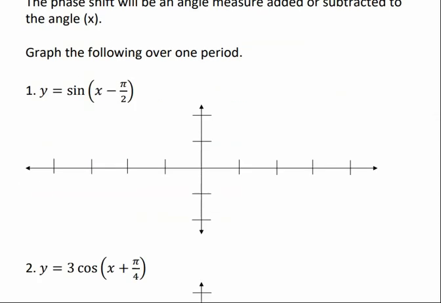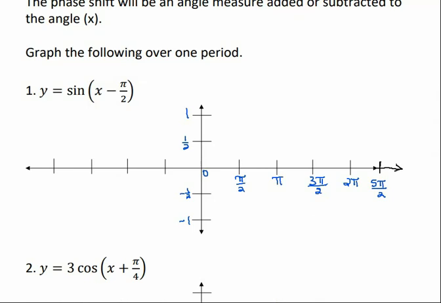So let's graph this over one period. y is equal to sine of x minus pi over 2. So in this equation, we don't have an amplitude change, we don't have a period change, all we have is a phase shift. So let's mark up the graph. I'm going to mark it up.